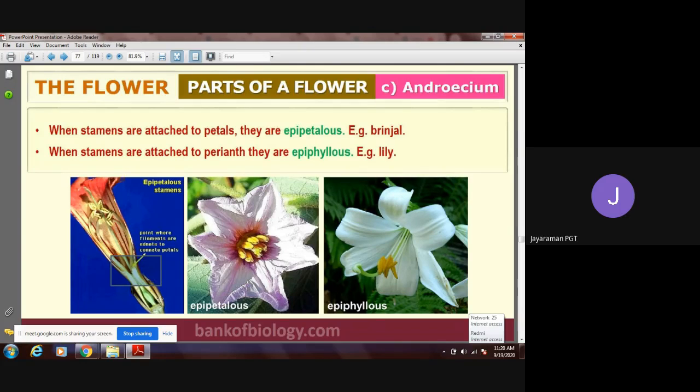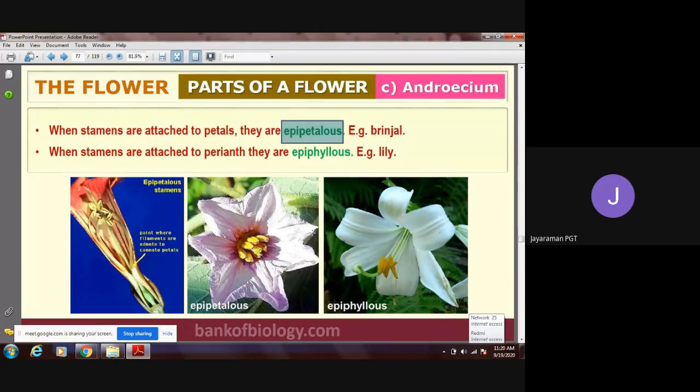The stamens arise from the base of the thalamus. From the thalamus, it runs up like this, and at a particular place it is attached to the petals. If it is attached to the petals, it is known as an epipetalous stamen. What is an epipetalous stamen? The stamen is attached with the petals; the stamen arises on the petals. It is known as the epipetalous stamen.